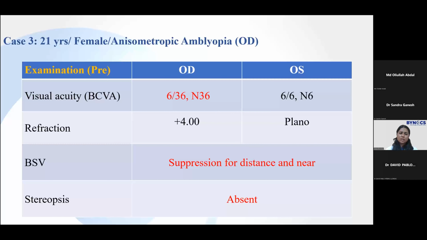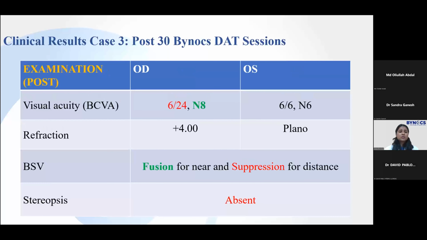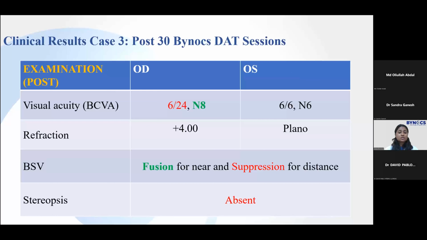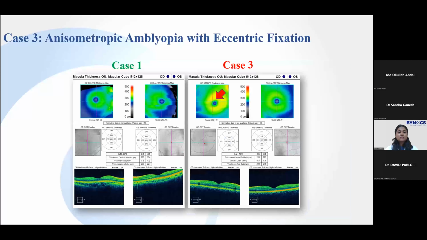This case is similar to case 1, where the patient was given full refractive correction and the vision was 6/36 and did not have binocular single vision. Post 30 BYNOCS sessions, the patient improved by a line, that is from 6/36 to 6/24. However, the near visual acuity improved from N36 to N8 and also developed fusion for near. Now, the reason this patient did not reach the maximum threshold of vision is because the patient was an eccentric fixator.